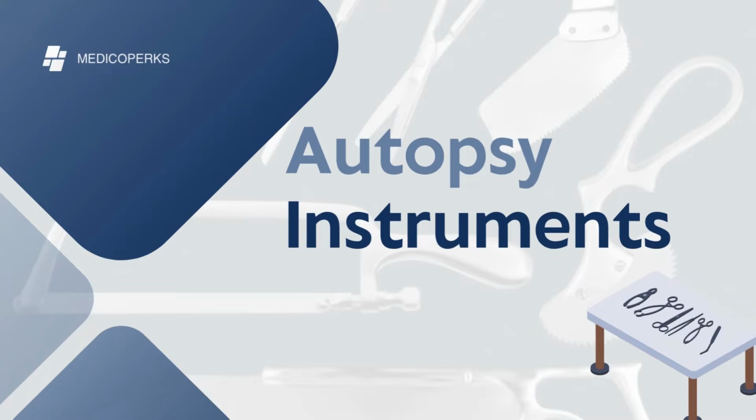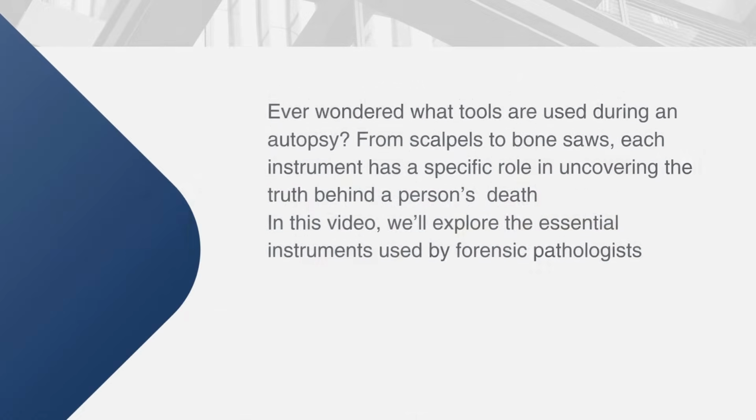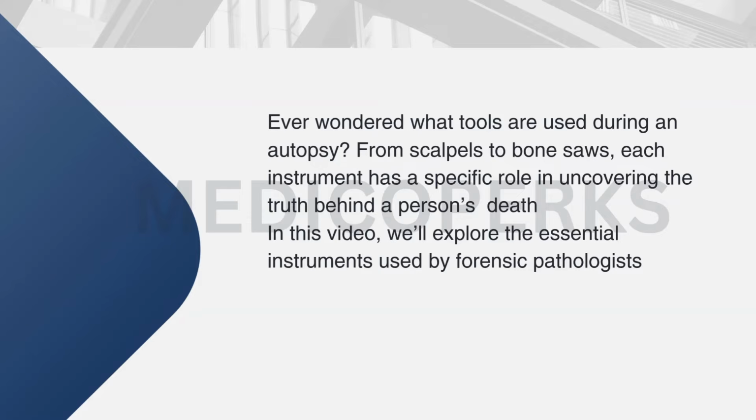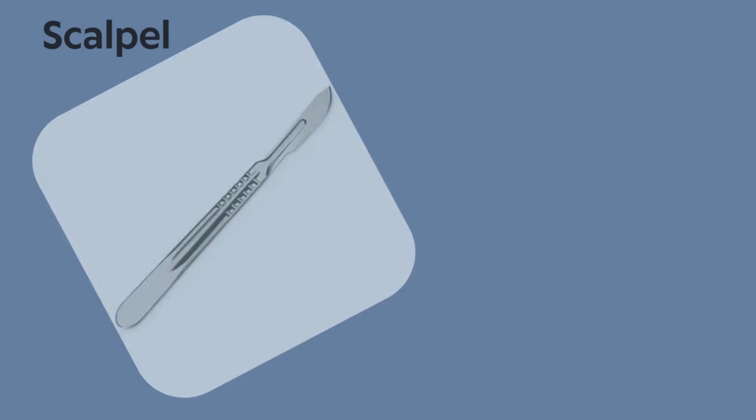Today I'll be showing you the key instruments used during an autopsy. So if you are a medical student or just curious about forensic science, then this video is for you. Have you ever wondered what tools are used during an autopsy? From scalpels to bone saws, each instrument has a specific role in uncovering the truth behind a person's death. In this video, we will explore the essential instruments that are used by forensic pathologists. Now, let's start with the tools.